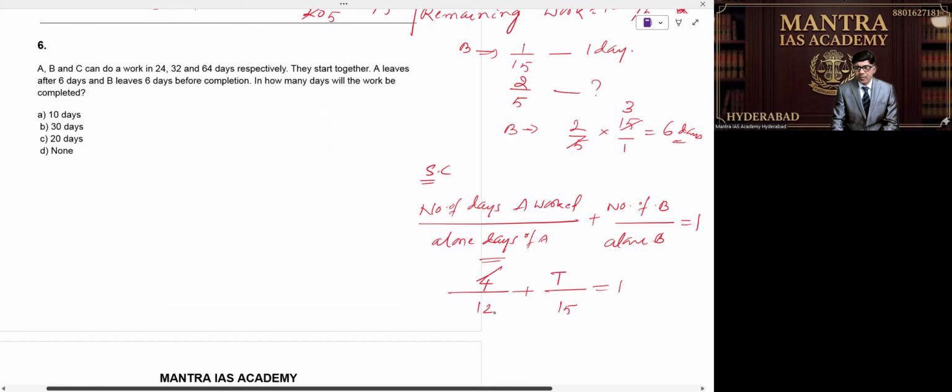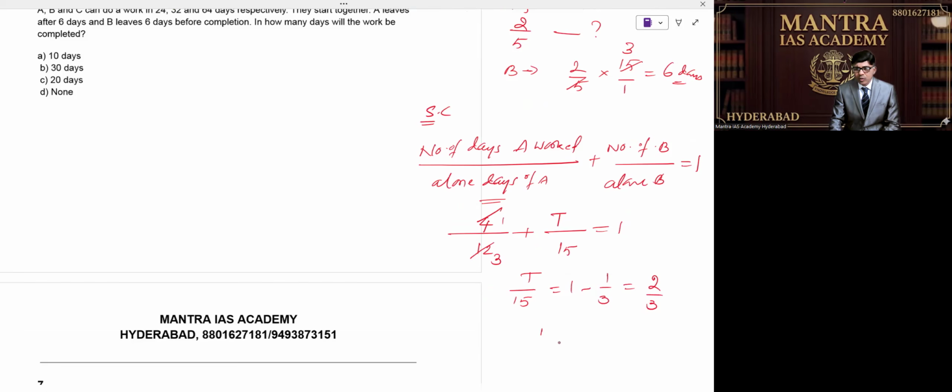So T by 15 is equal to 1 minus 1 by 3, which goes to the right side, and that is equal to 2 by 3. When T by 15 is equal to 2 by 3, that means 3 fives are 15, so the total days is T equal to 2 into 5, exactly 10 days. Within seconds you can find it if you do speed calculation.